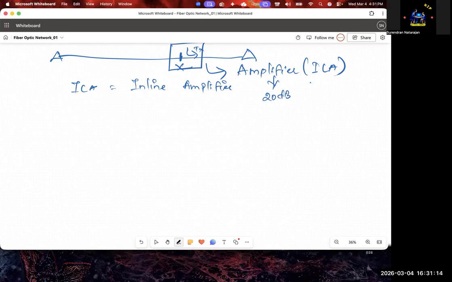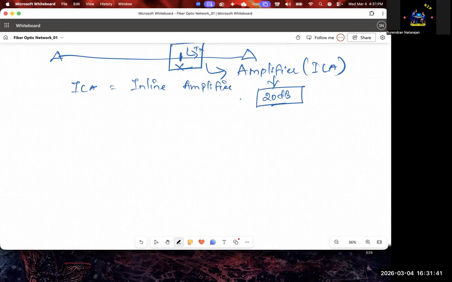So far we saw the network only. What are all the components? On the transmitter side, there will be laser light or LED light, and on the receiver side, a photodiode or PIN diode. And what is the standard of fiber optics? What are the amplifier, splitter, coupler? All those things we will start to study. But for calculation purposes, we will consider that this amplifier will boost the signal.